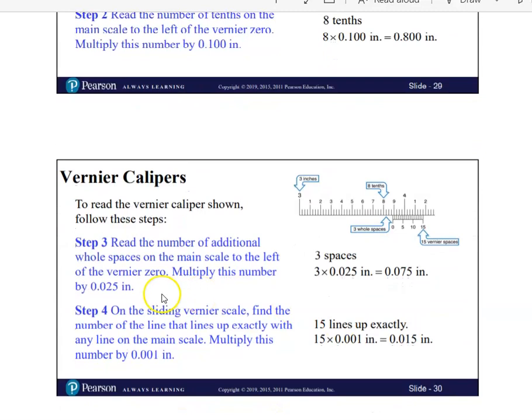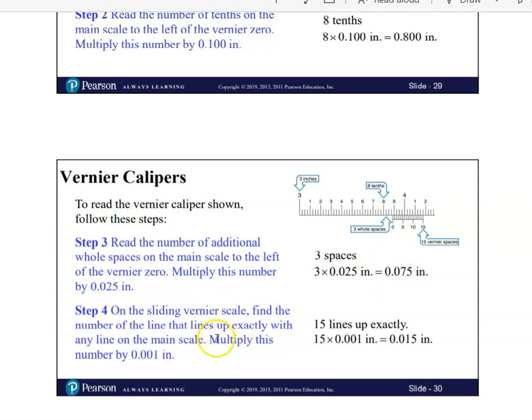Okay. Next, you want to read the number of additional whole spaces on the main scale to the left of the 0. Multiply this number by 0.025. So they went to the 8. They've got 1, 2, 3 spaces past that. They multiplied that by 0.025.